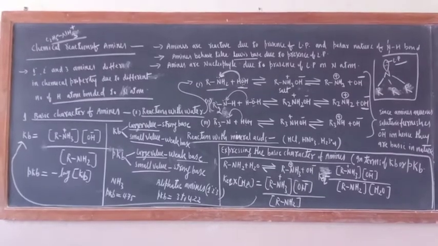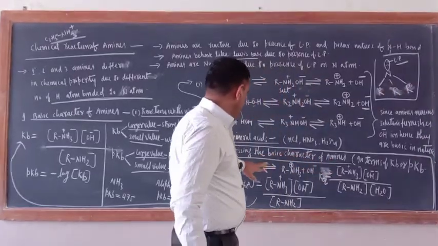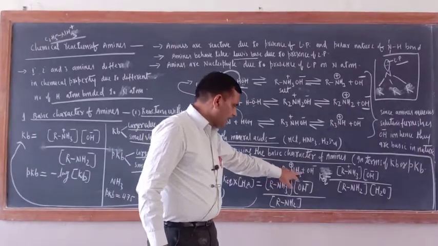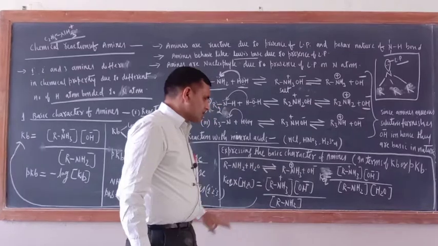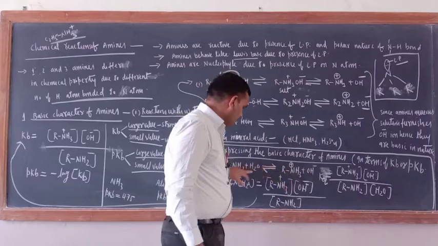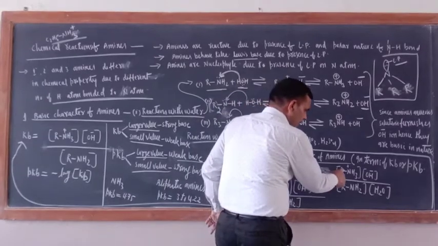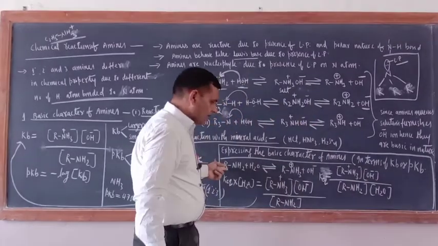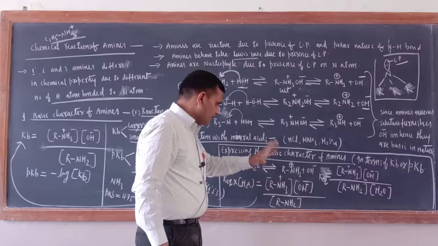So we can express the basic character of amines in terms of Kb and pKb. This is a primary amine reacting with water. Then you will get RNH3+ and OH-. Now apply the law of equilibrium: the product of molar concentrations of products divided by the product of molar concentrations of reactants. So Keq equals [RNH3+][OH-] divided by [RNH2][H2O].